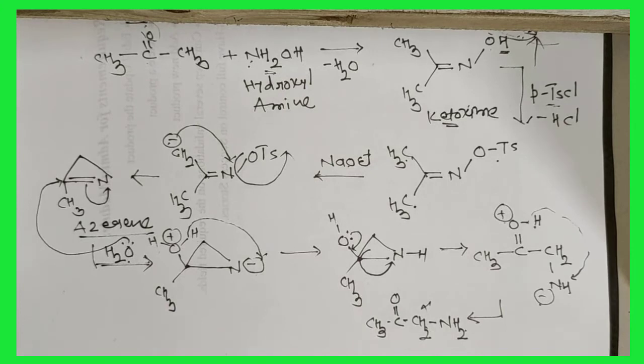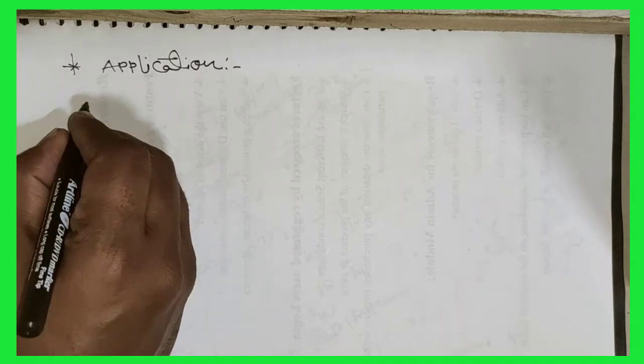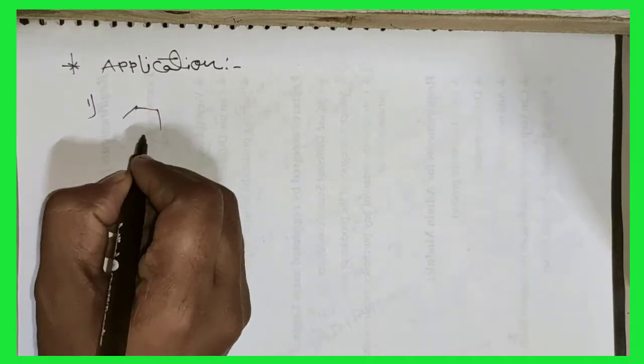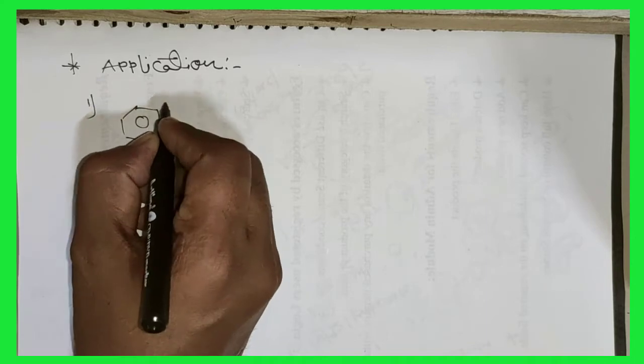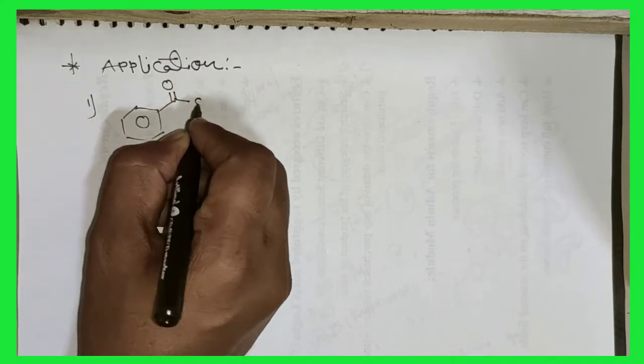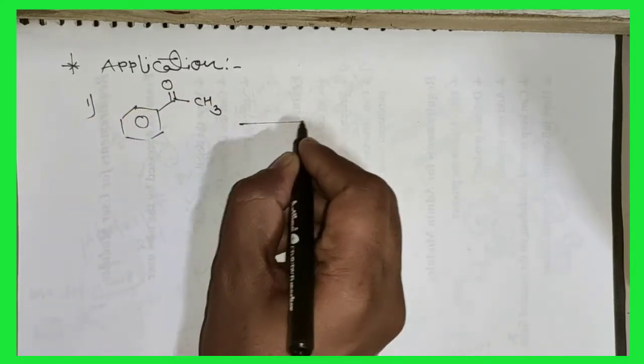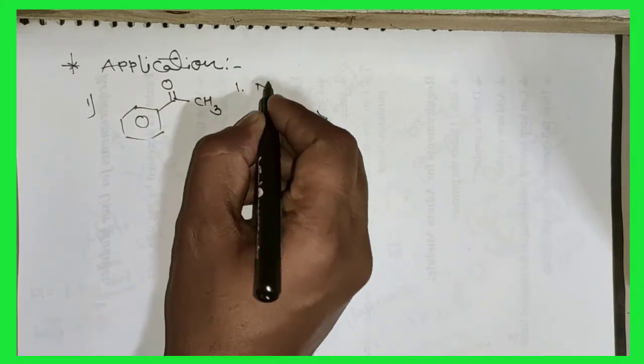Right? So this is the complete mechanism of Neber rearrangement. Okay, now we are moving towards the application part. In application, let me take one simple example. For example, if we are dealing with acetophenone, in simple terms, first it reacts with NH2OH.